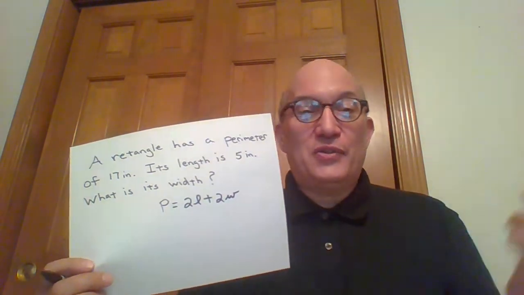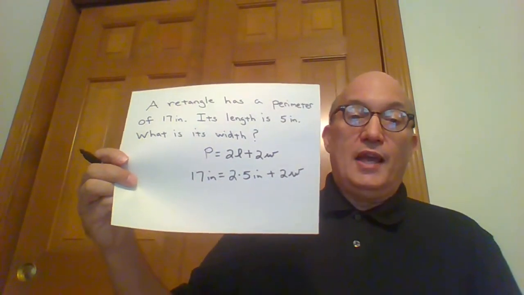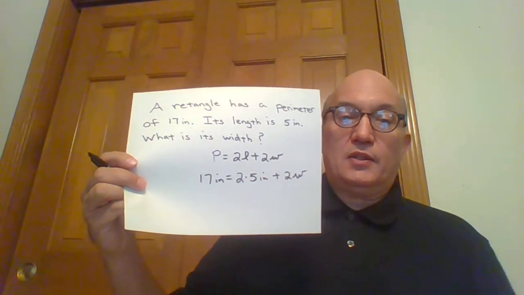The perimeter is 17 inches. So we can substitute 17 inches for the P. And the length is 5 inches. So we can substitute 5 inches for the length. That's all I did in writing this line here.